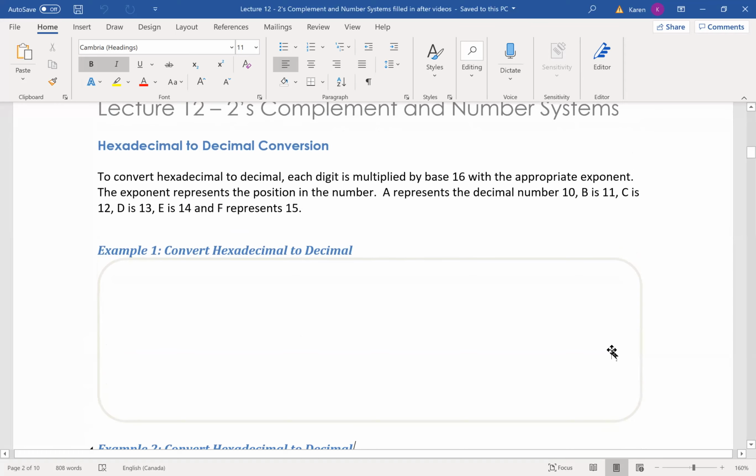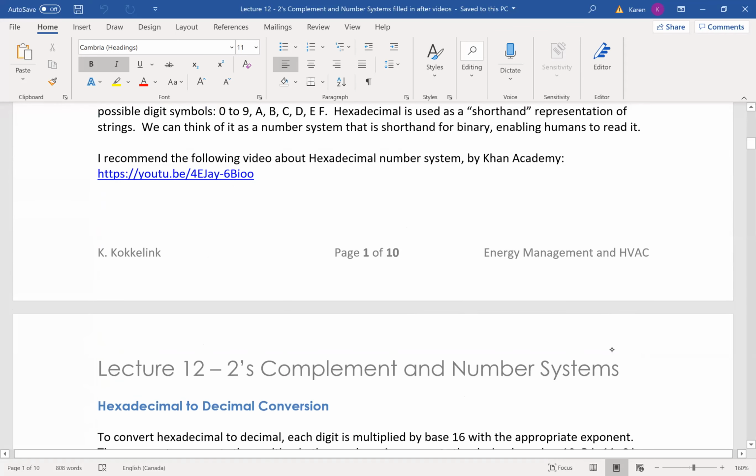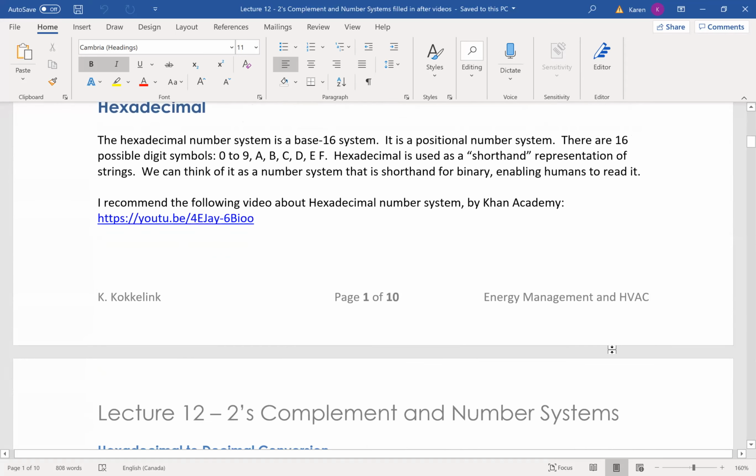So hexadecimal is a number system that has base 16. We remember that the binary number system has base 2, the decimal system has base 10, and hexadecimal has base 16. There are 16 possible digits, and they go from 0 to 9, and then A is the symbol that represents 10, a quantity of 10 of something.